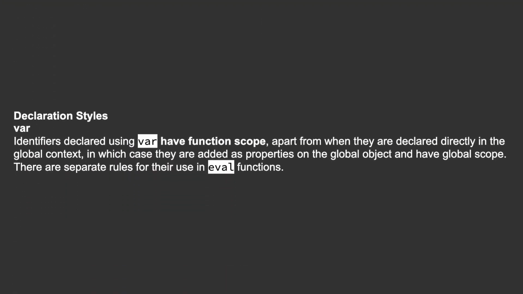Declaration styles. var. Identifiers declared using var have function scope, apart from when they are declared directly in the global context, in which case they are added as properties on the global object and have global scope. There are separate rules for their use in eval functions.